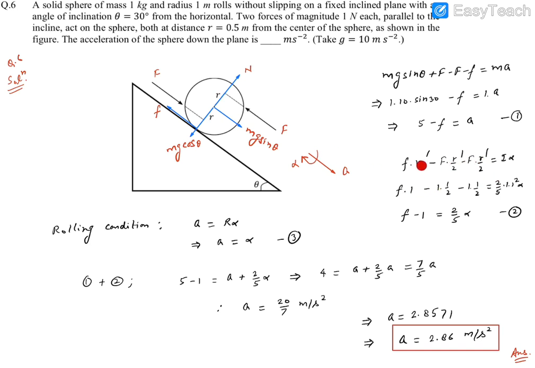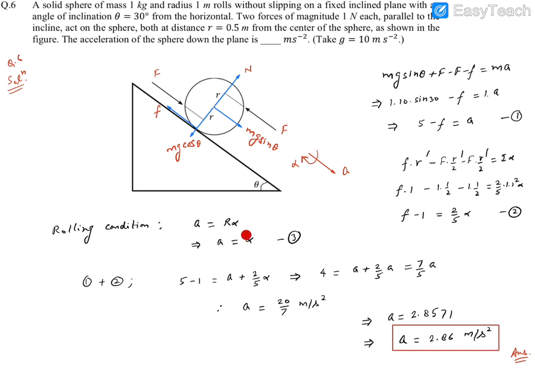Now we can put in the values. R prime is this radius, so R prime is 1 meter. So this F into 1 minus F, where capital F is 1, and R prime by 2 will be half. Similarly, this I is going to be for a solid sphere 2 by 5 mr squared, where m is 1 and r is 1. So from here you'll find f minus 1 is equal to 2 by 5 into alpha.